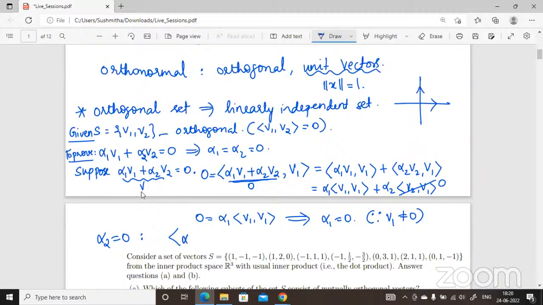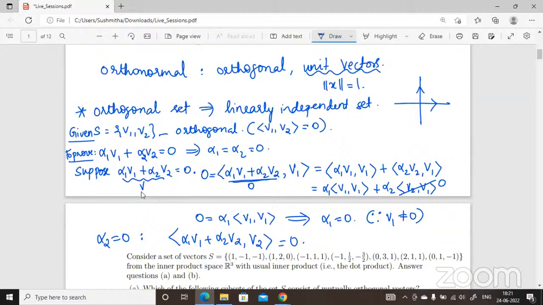With v2, alpha 1 v1 plus alpha 2 v2 comma v2 is equal to 0. I use this and then show alpha 2 is 0, right? Yes, sir. I repeat the same procedure. Instead of v1, if I take v2, the first term will be gone and the second term will survive. From there, we'll get alpha 2 is equal to 0. So have we proved what we wanted to prove? Yes, ma'am. Clear. So every orthogonal set containing non-zero vectors is linearly independent.